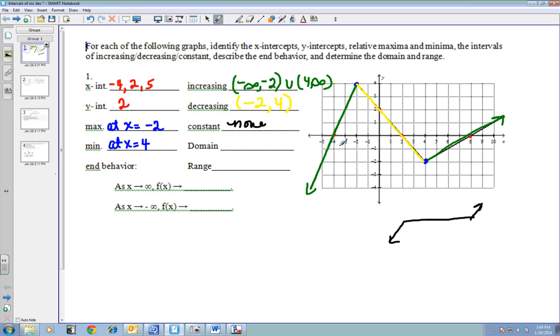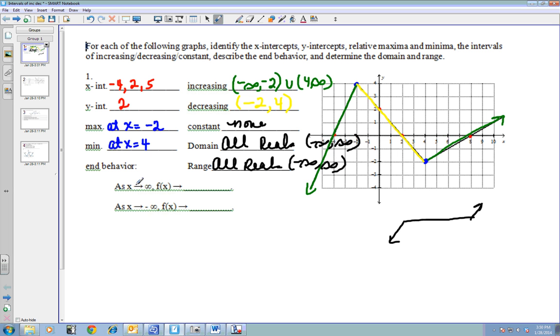My domain for this problem is how far to the left and how far to the right does this graph go? Well, all reals. Or we could write -infinity to infinity. And then for our range, that means how far up, how far down does this go? Well, again, if we assume that it goes all the way down and all the way up, the range would be all reals. Or I could write that -infinity to infinity.